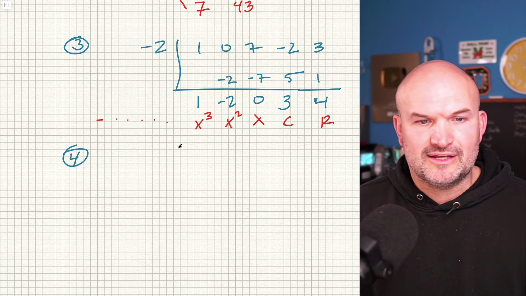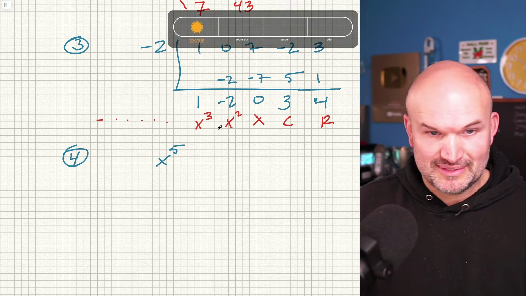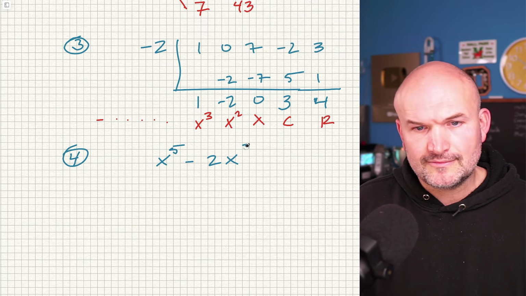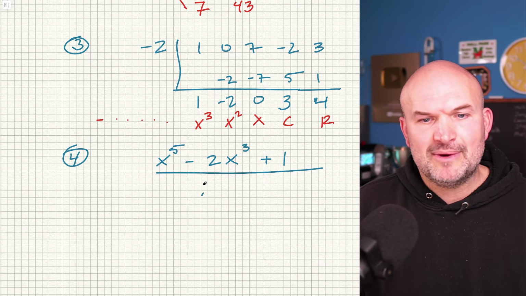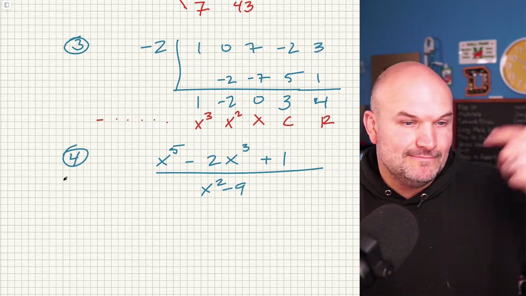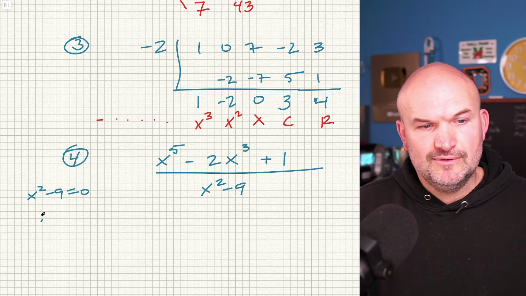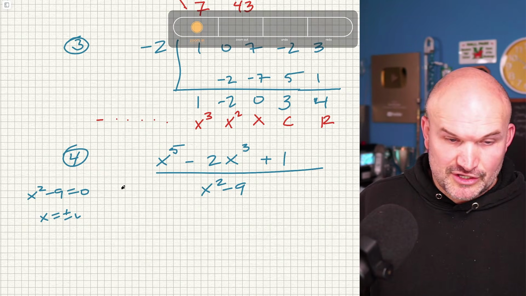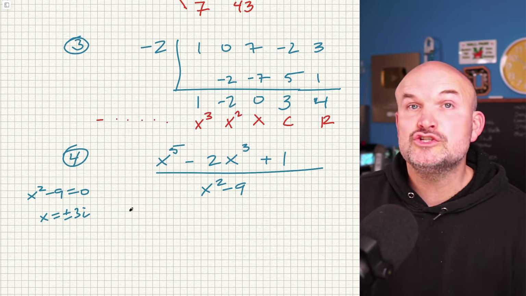So remember what I was talking about, like if you had x to the fifth minus a 2, x cubed, and let's say plus a 1. Okay. And that's divided by x squared minus 9. Now, again, that first tip, right, is to always make sure you set that equal to 0. So you get x equals plus or minus a 3i. Now, what we're going to have to do is we are going to have to do synthetic division twice.